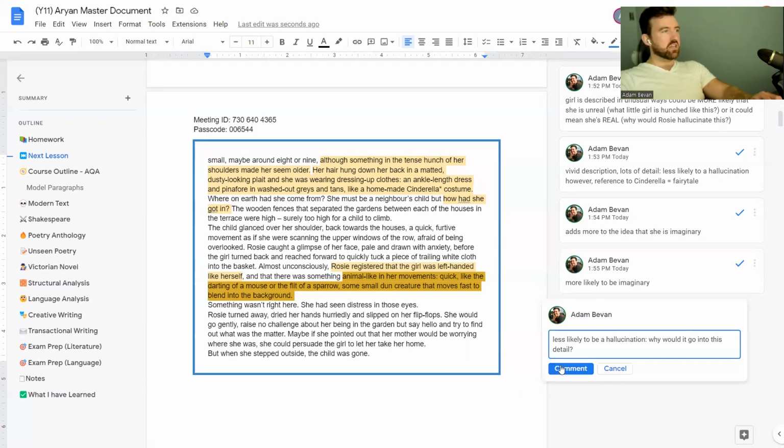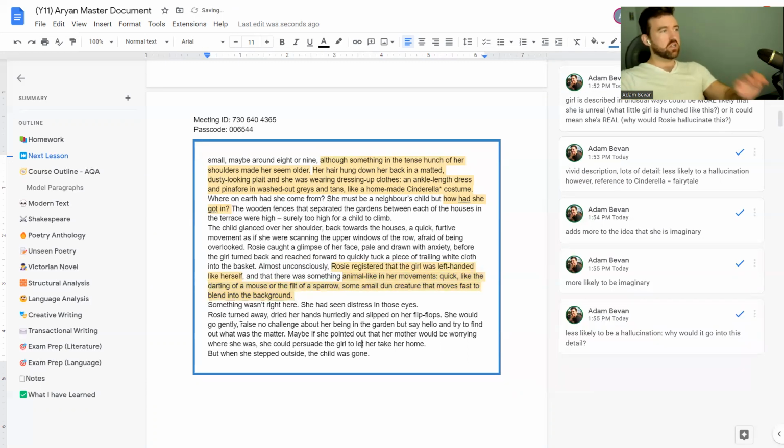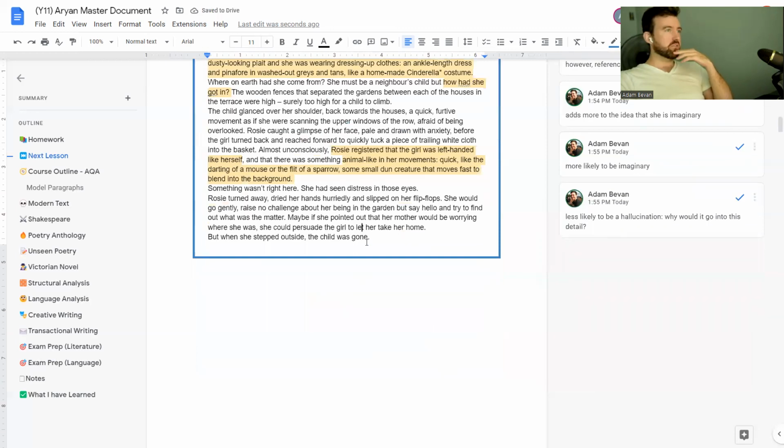Something wasn't right here. She had distress in those eyes. Rosie turned away, dried her hands, and hurriedly slipped on her flip-flops. She would go gently, raise no challenge about her being in the garden, but say hello and try to find out what was the matter. Maybe she pointed out her mother, that her mother would be worrying where she was. She could persuade the girl to let her take her home. But when she stepped outside, the child was gone.